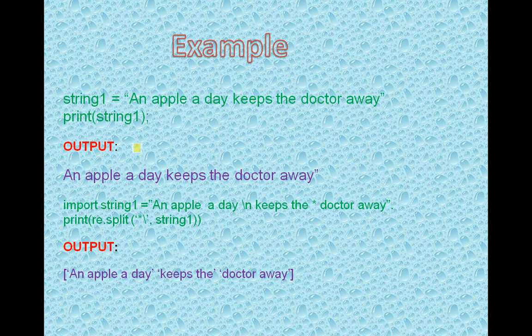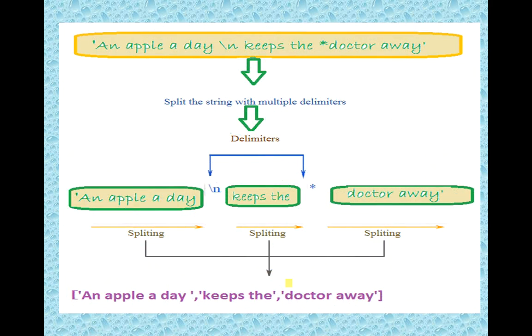In that case, what it will do is take "an apple a day", then it sees the \n sign. It will make it a list, the first element of the list, then after \n, "keeps", and thus it will break it into the second element, and "the doctor away" will be the third part. How it is done, I'll explain with the help of a diagram. I have written "an apple a day", then \n "keeps the doctor away".